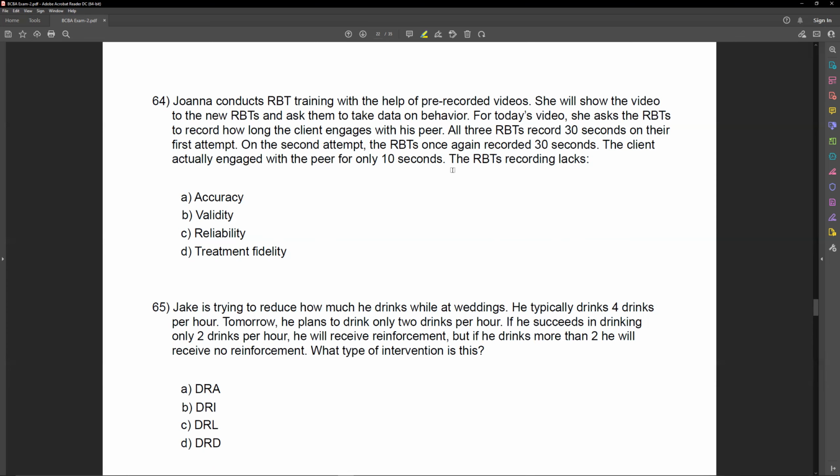What about validity? Is our data valid? Are we recording the behavior we want to record? Yeah, by every intent of what we see in the question, they are actually recording how long the client engages, okay? They're just not doing it accurately, right? Their data is inaccurate. Instead of 10 seconds, they record 30 seconds. Well, so while their data is valid and it's reliable, it is not accurate. The RBT's recording lacks accuracy.